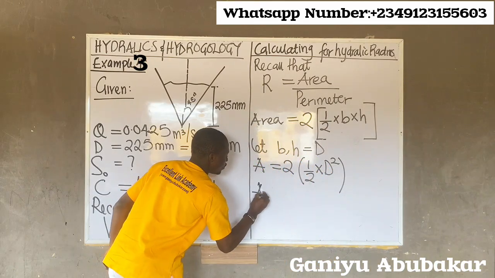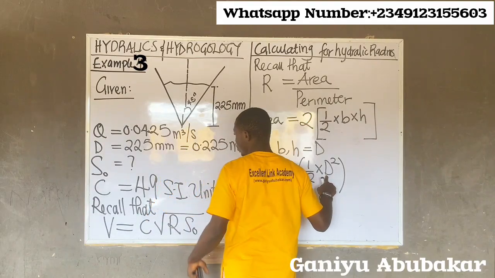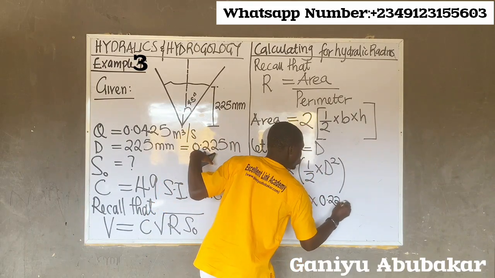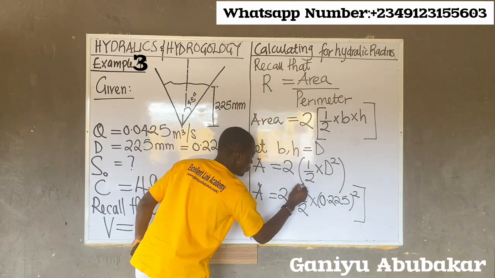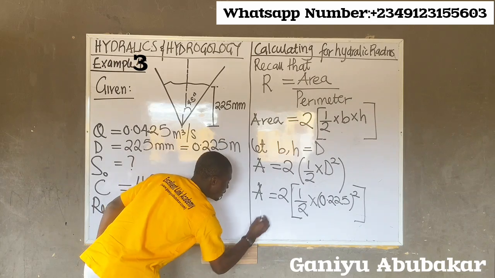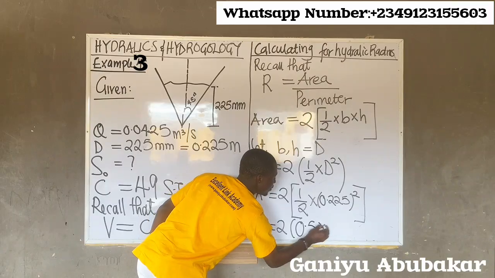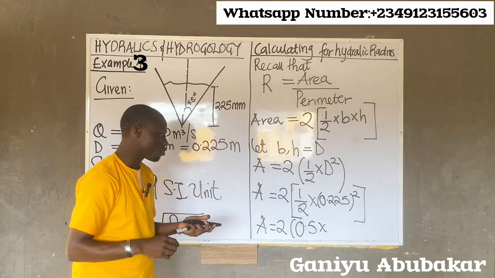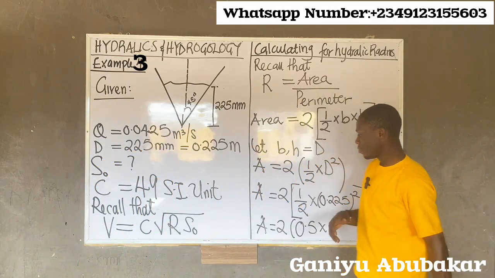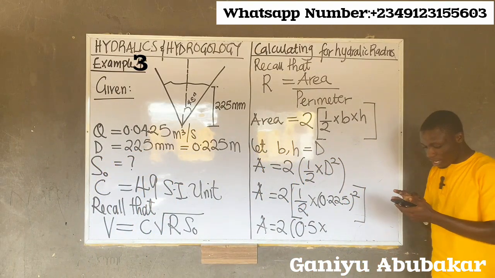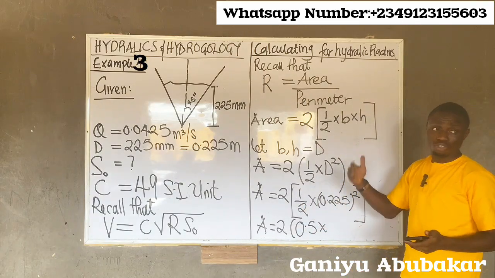The area A in this case will be equal to 2 into 1 over 2 times D, this value here, 0.225, all squared, of course, square brackets here. Give value, please. Area in this case gives you 2 into half here gives you 0.5 times, please punch. What is 0.225 squared? What do you have there? All right, so let me try to punch that out. 0.225 times 0.225. What do you have there?